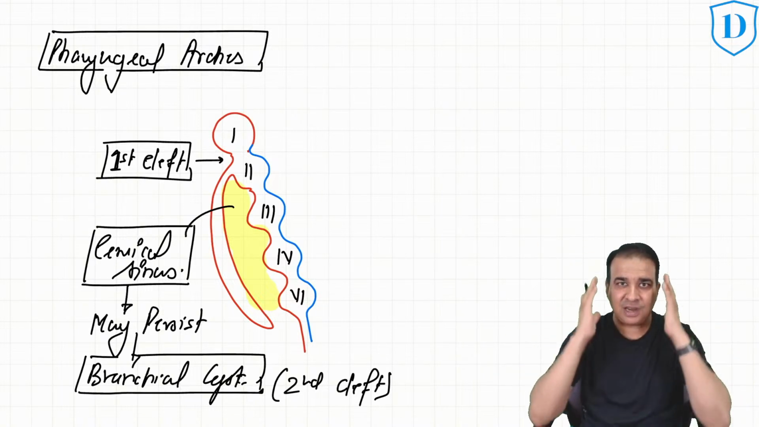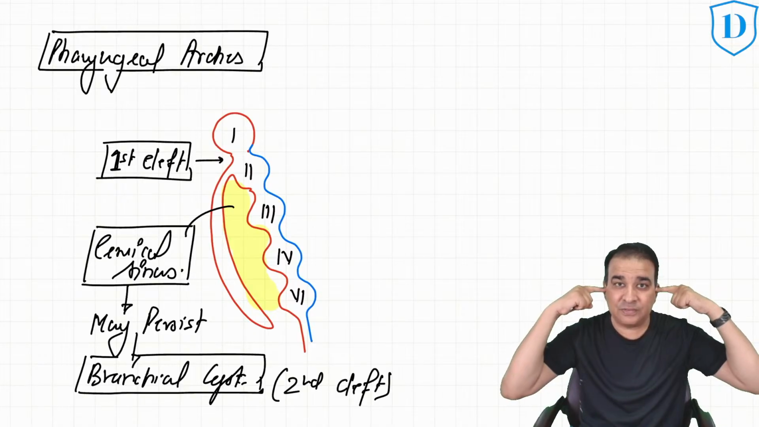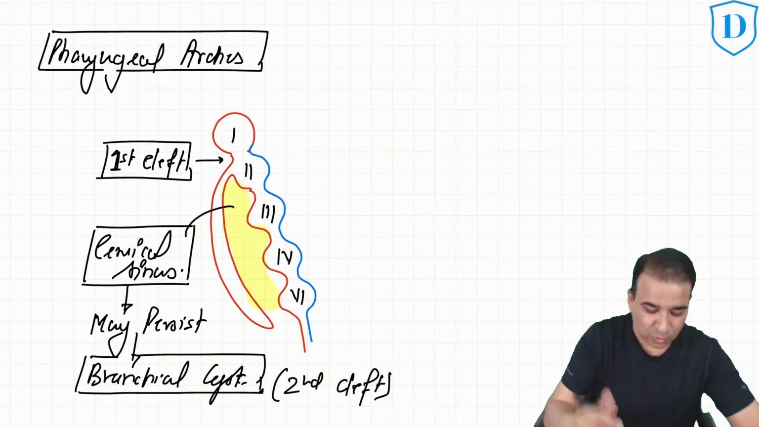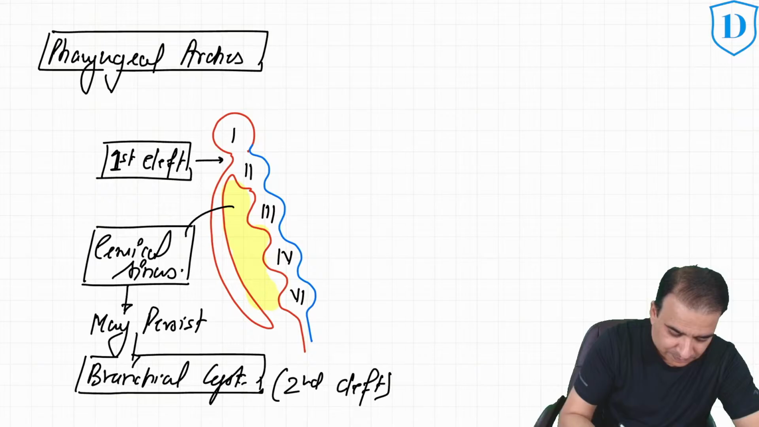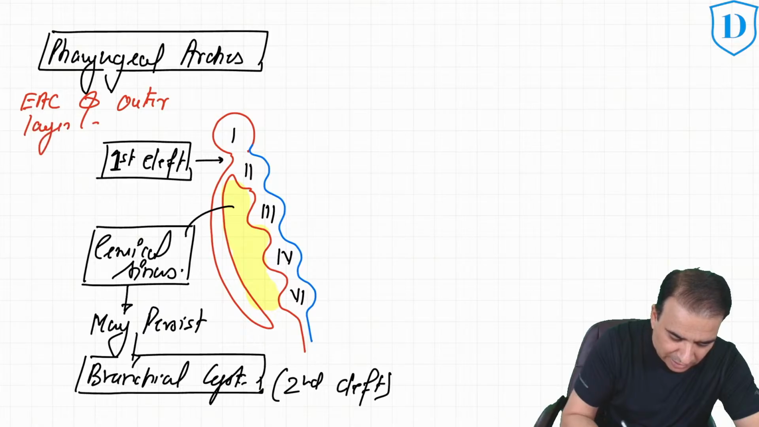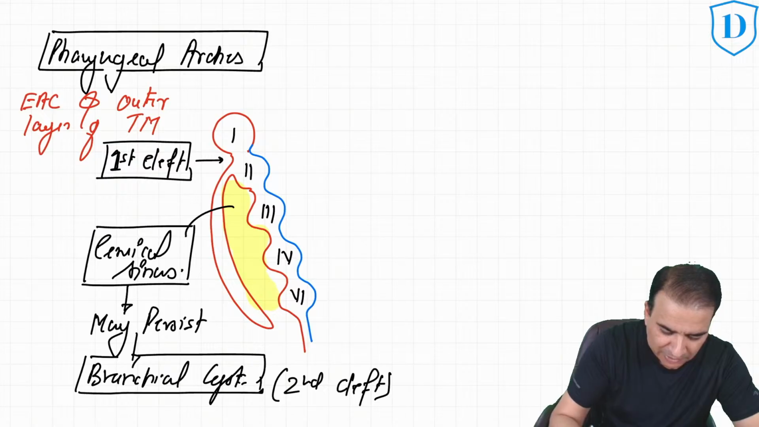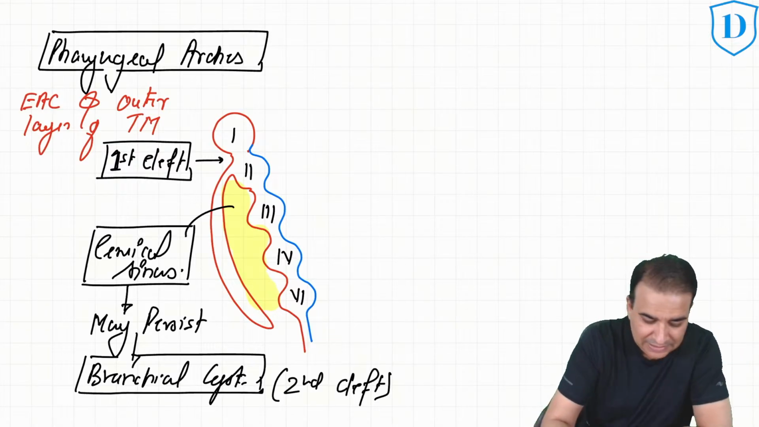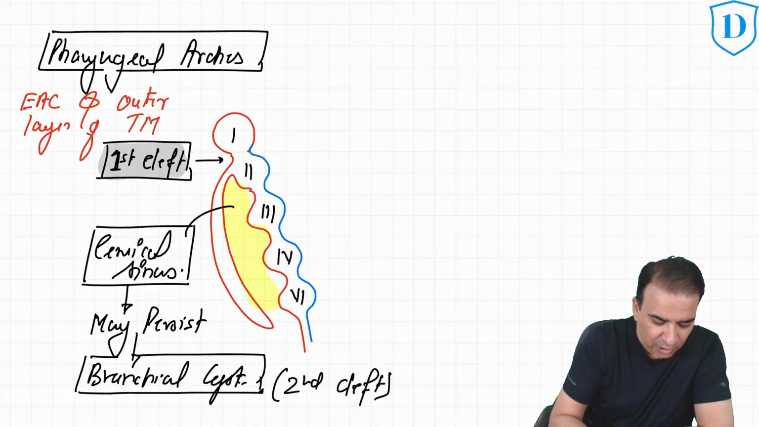In the entire pharyngeal arches we only have one cleft which remains, that is the first cleft, and that is going to give rise to what? External auditory canal, and it will also give rise to the outer layer of tympanic membrane. That is the derivative of the first pharyngeal cleft. एक ही cleft है और उसके derivative हो गए.